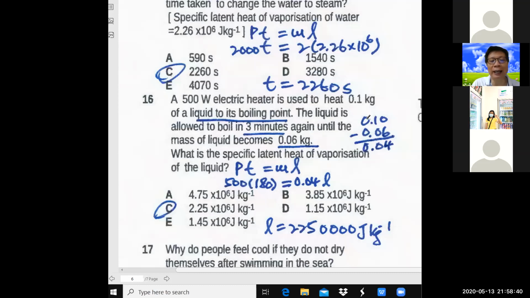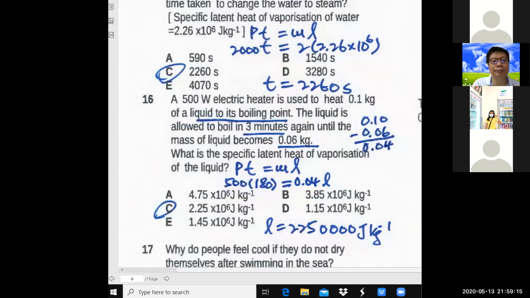I mean, you minus 0.1 minus 0.06, you get 0.04. So 0.04 kilogram has already disappeared. Means the mass of the liquid evaporated is 0.04. The mass of the liquid which has already changed from liquid to steam is 0.04. So you put it inside here. E equals P times t, time 3 minutes, change to seconds. So you get L equals 225,000 joule per kilogram. So the answer is C.